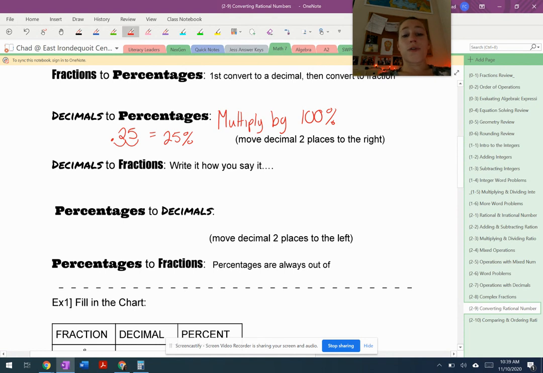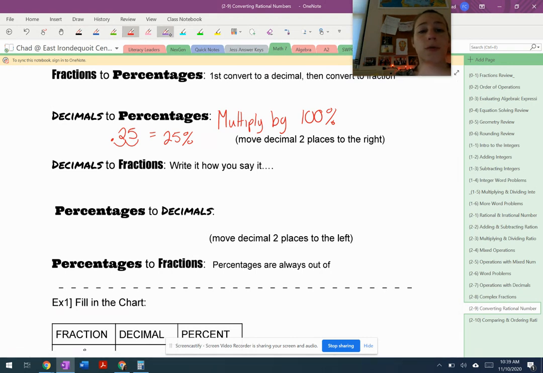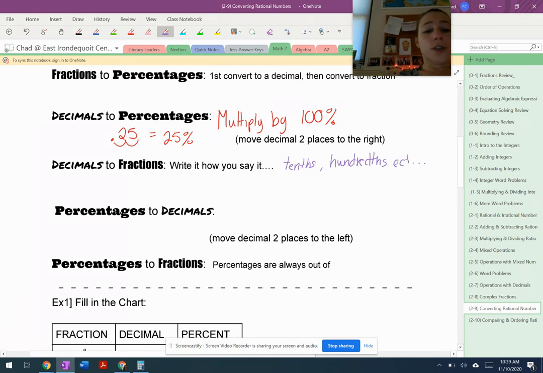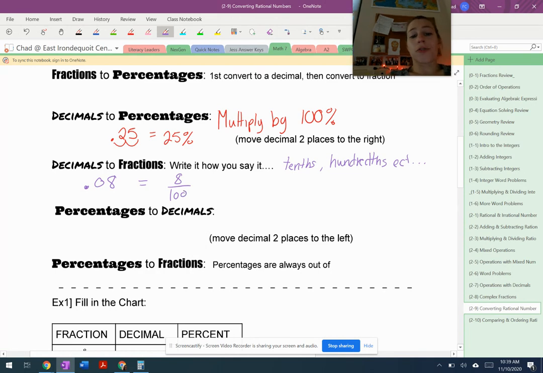To take a decimal to a fraction, you're going to write it how you say it. So when I'm talking about writing it how you say it, I'm talking about things like, are you saying tenths, hundredths, etc. So, for example, if you have this decimal that has 2 decimal places, so that's hundredths, that's pronounced as 8/100ths, I would write that as 8/100ths, or 8 out of 100.